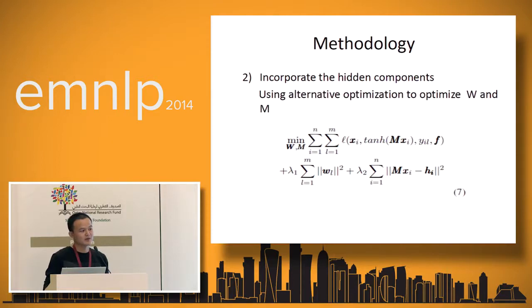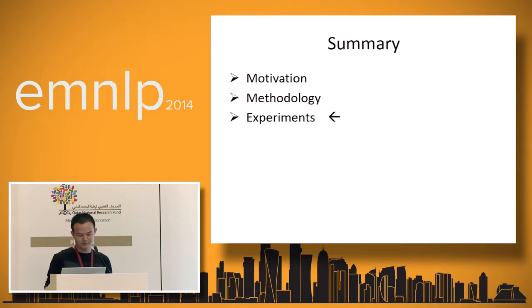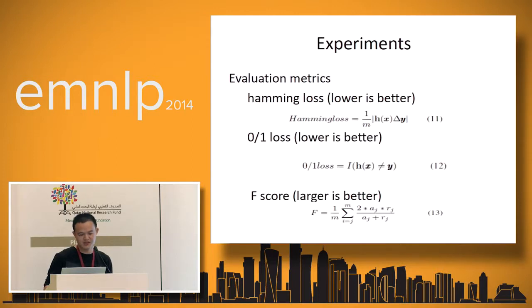Now we have two parts of parameters, W and M. We use alternating optimization to optimize W and M. Okay, this is all about our methodology. Now we introduce our experiments. First, let me talk about the evaluation metrics.